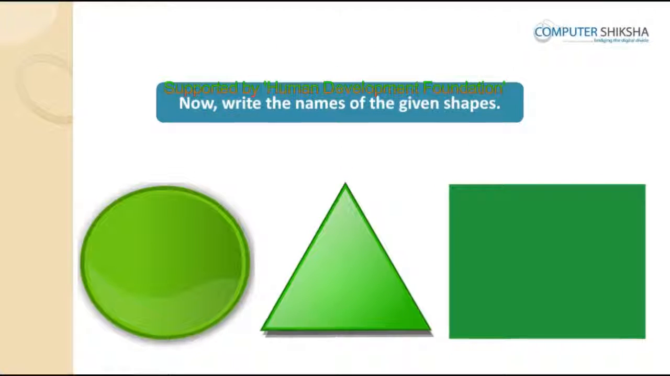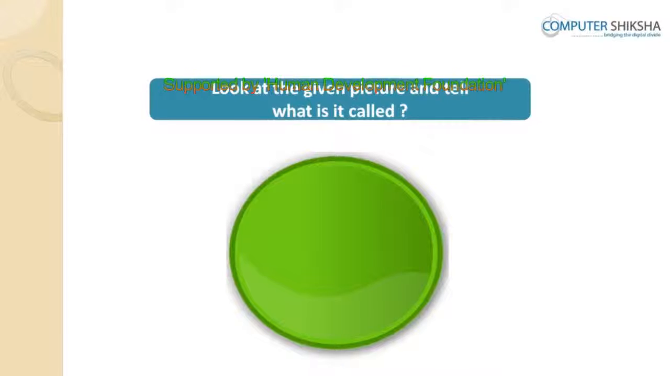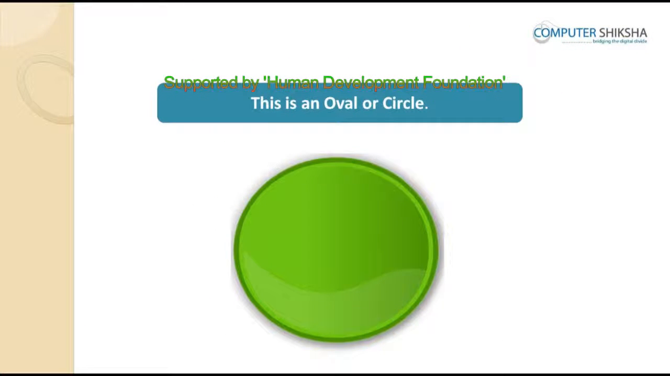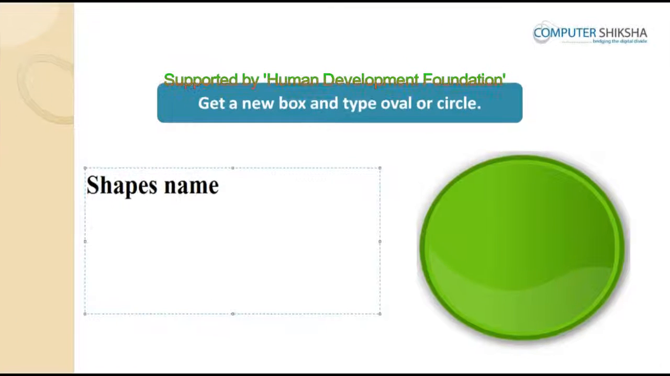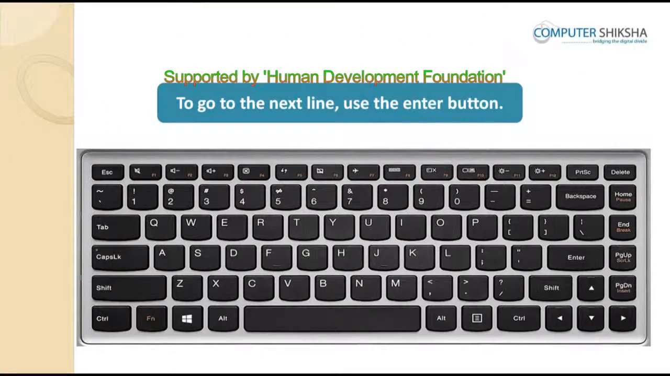Now, write the names of the given shapes. Look at the given picture and tell what is it called. This is an oval or circle. Get a new box and type oval or circle. And next, go to the next line by using the enter button.